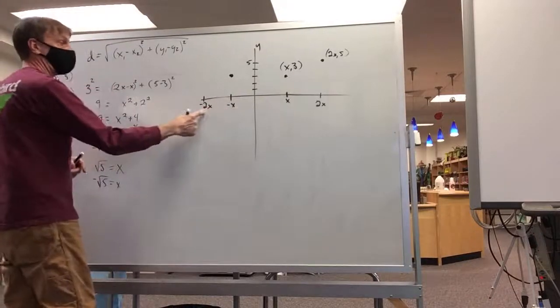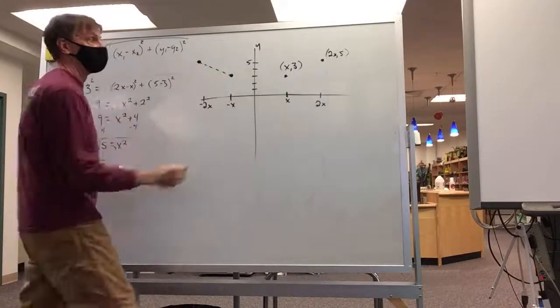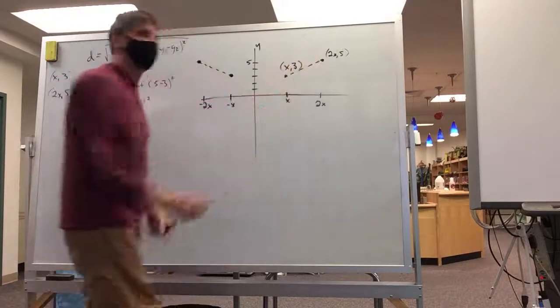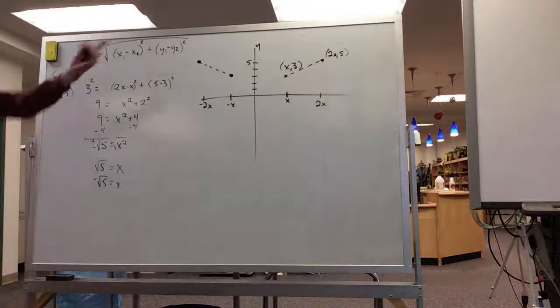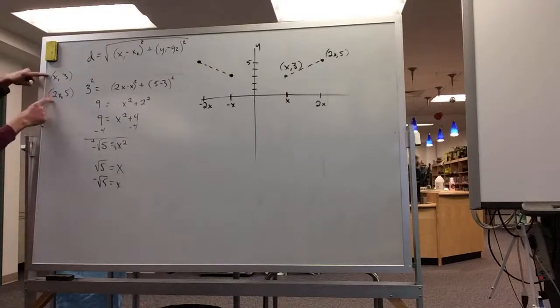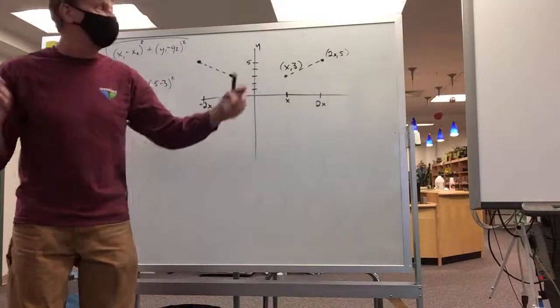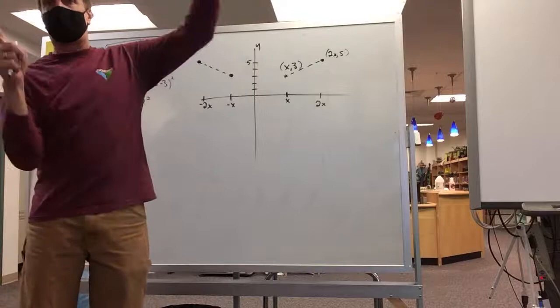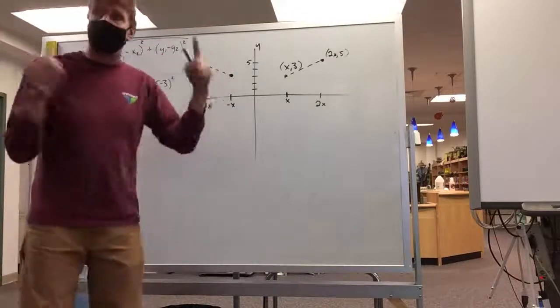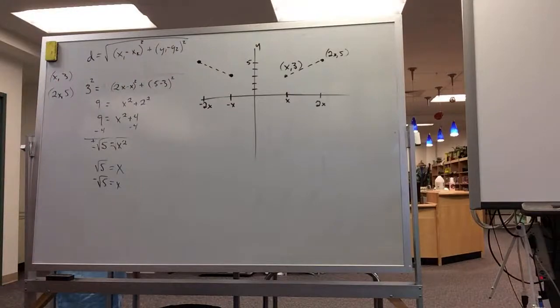If you went negative 2x and up 5, you'd be there. So you'd still have a distance that would be the same. It would just be located somewhere else. So the relationship between these two numbers is that one is just twice as far away as the other. And then these points are on an angle to one another. Or they could be the opposite direction and then on an angle to one another.